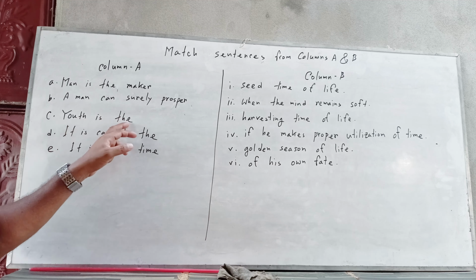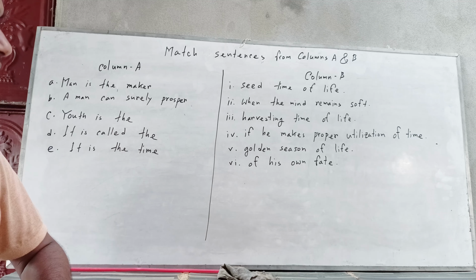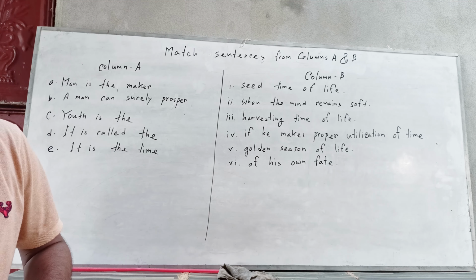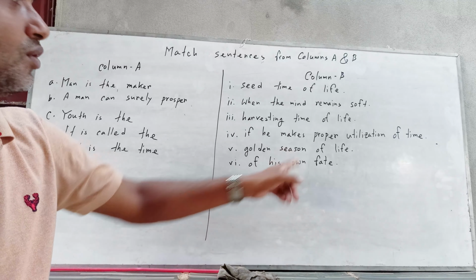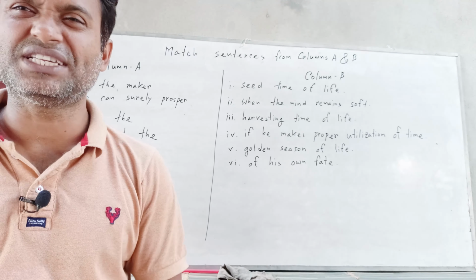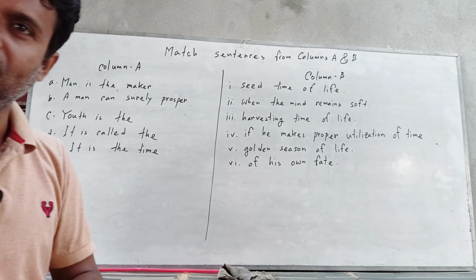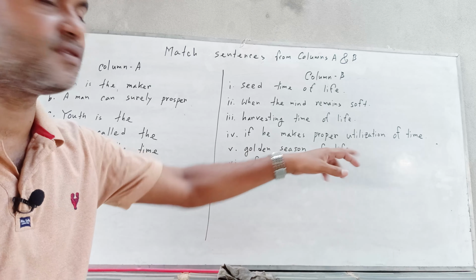Next one. Youth is the golden season of life. What's the meaning? Youth, you can say, is the young. What's the meaning of young? Not old. You're right. So young is that one. So what is the meaning? Youth is the golden season of life.